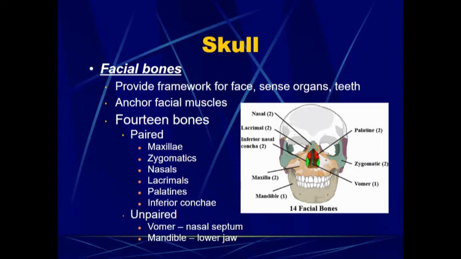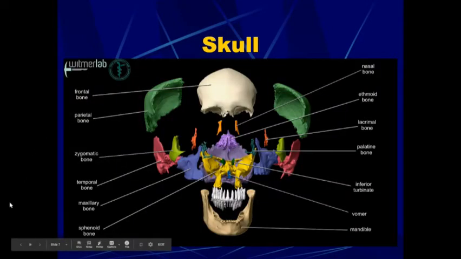Similarly to the cranium, you will not need to be able to label all of those 14 bones on a diagram, with the exception of the mandible. You definitely should know where the mandible is on a diagram. The other interesting thing about the mandible is that it is the only movable joint of the skull, which allows us to eat and then talk as well. This is just showing a visual of all the different bones that make up the skull.